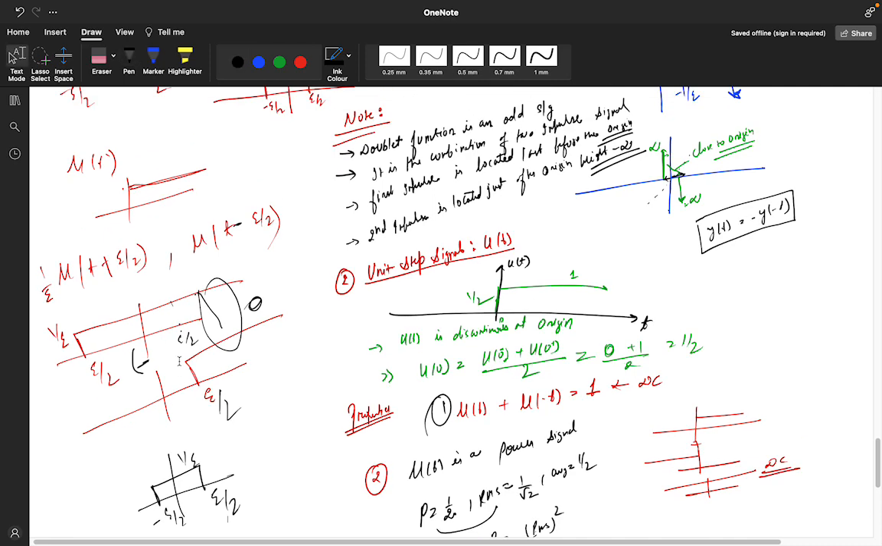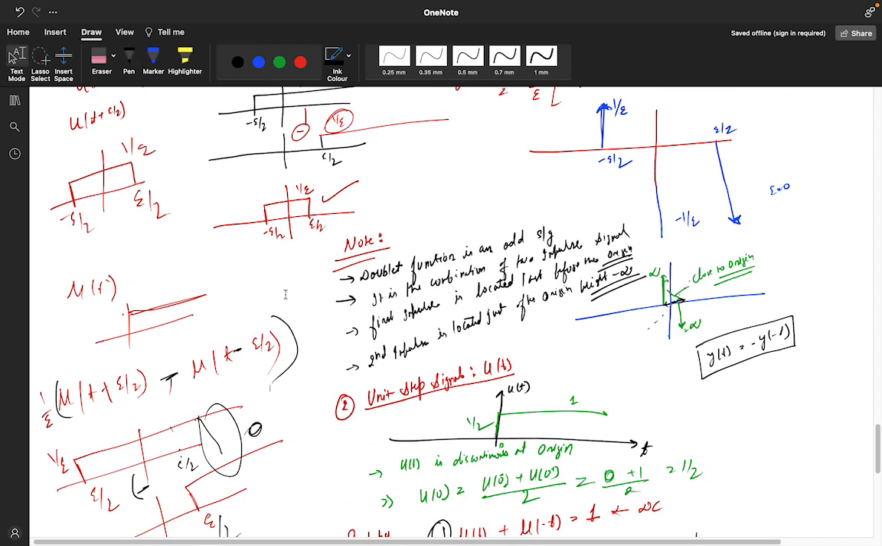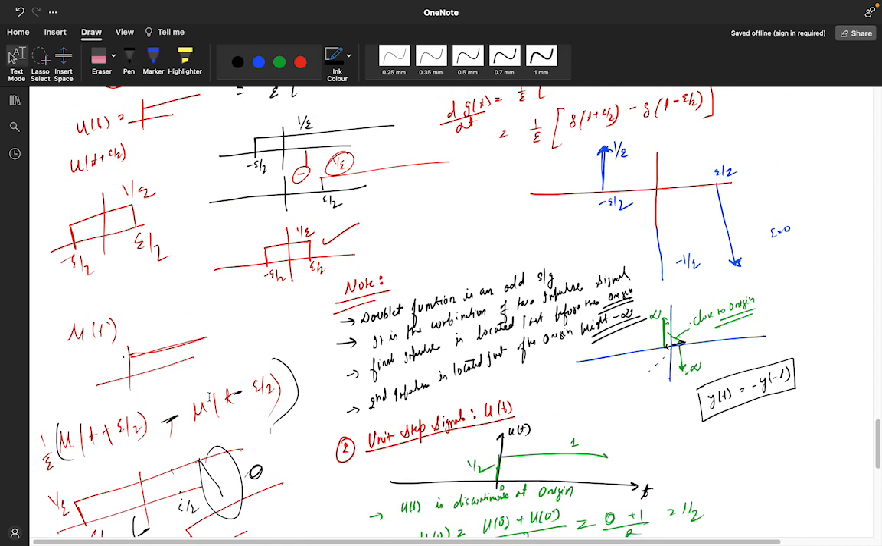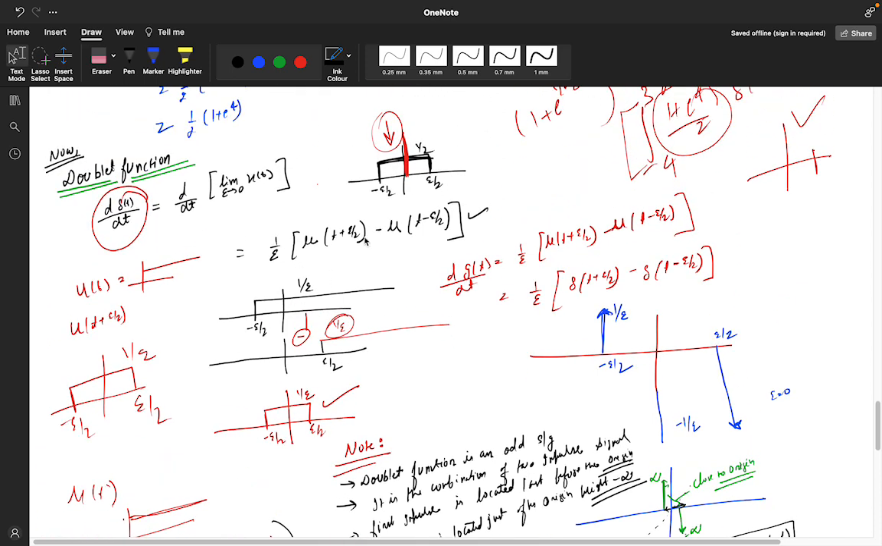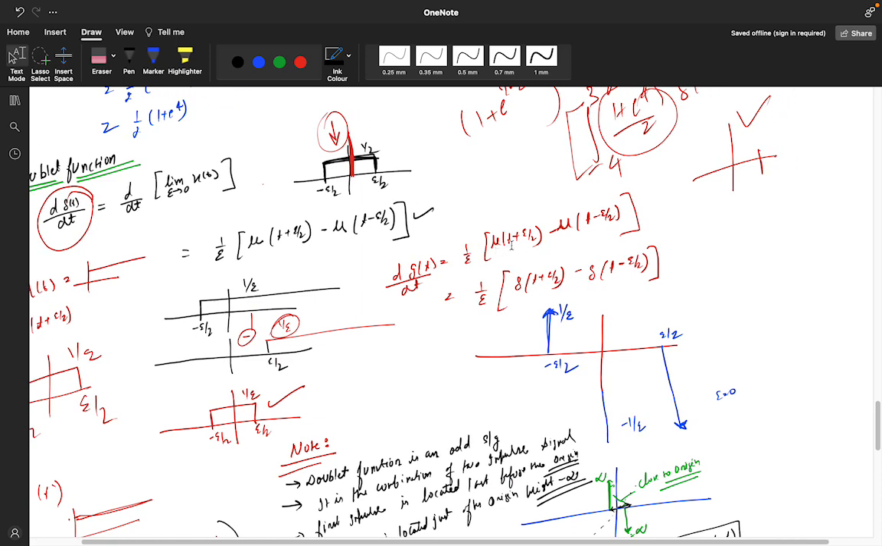So that means we can directly write 1 by e as common, u of t plus e by 2 minus u of t minus e by 2. This is the representation of your impulse function. Now I am differentiating this function. The differentiation of a step function gives you an impulse function. So after differentiating, I am getting 1 by e delta t plus e by 2, and minus delta t minus e by 2.